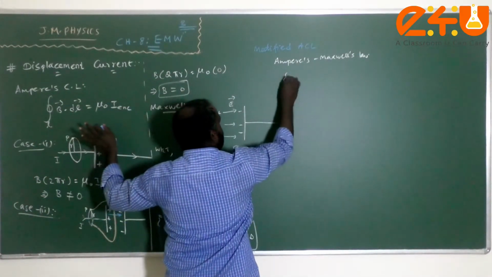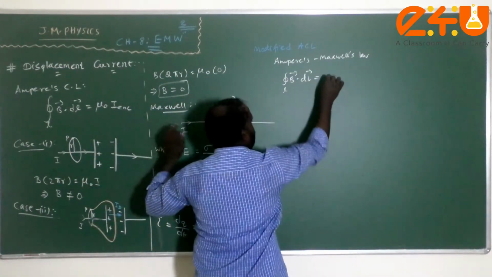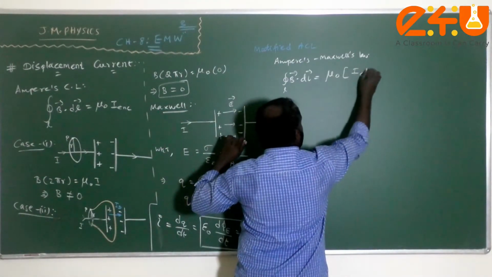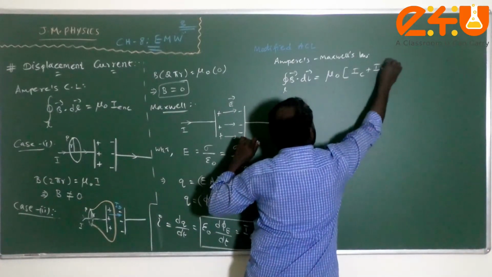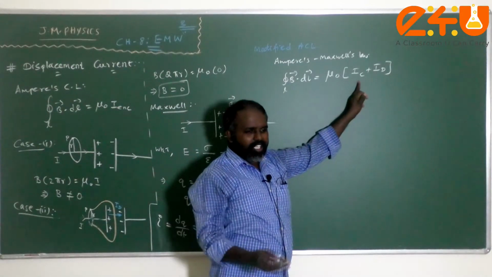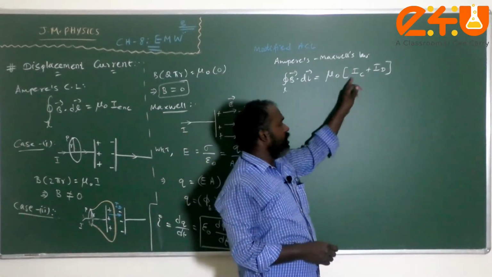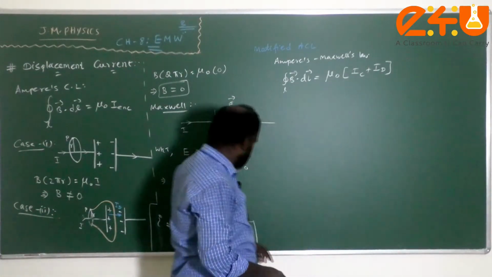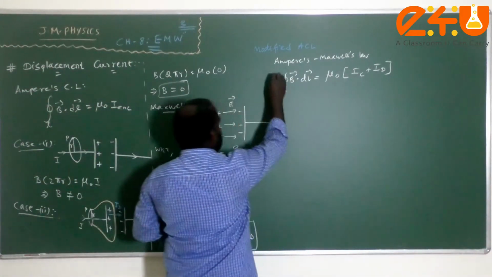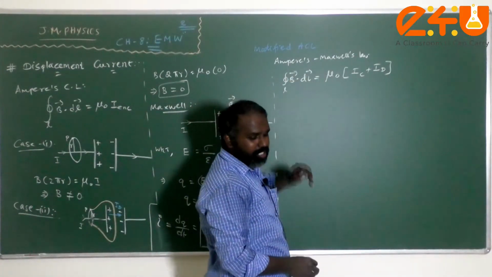The same relation only. So the line integral of B dot dl vector is equal to mu naught, and this term alone gets changed: I enclosed. This I enclosed is the sum of the two currents, IC plus ID, where IC is called what, children? Conduction current. Conduction current means due to the flow of electrons, there will be actual movement of the electrons in the wire. Displacement current means due to the change in electric flux between the plates of the capacitor. Therefore, this is the modified Ampere's circuital law, or we can say Ampere-Maxwell law.